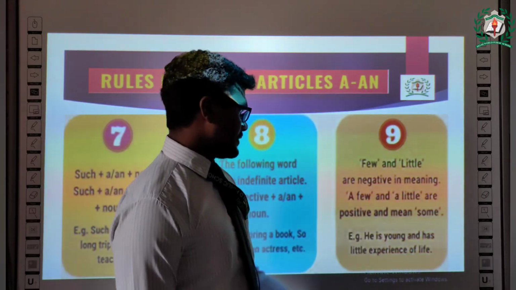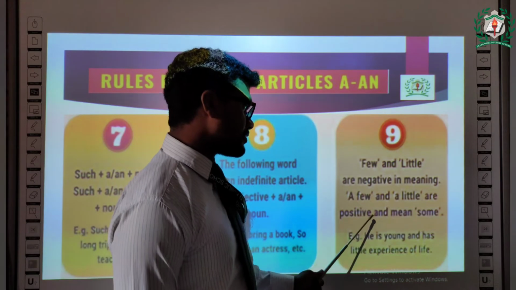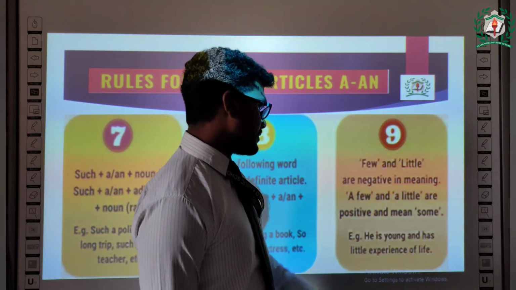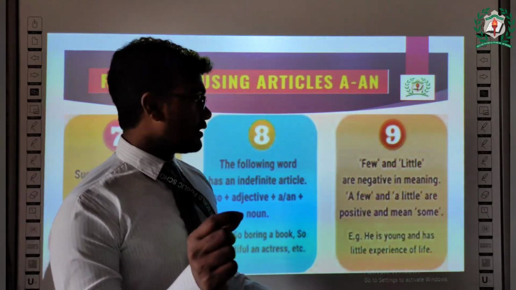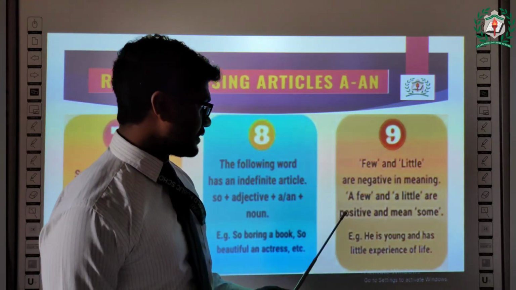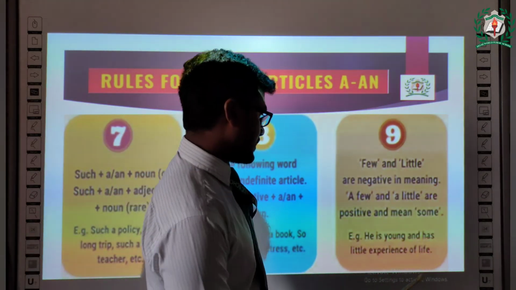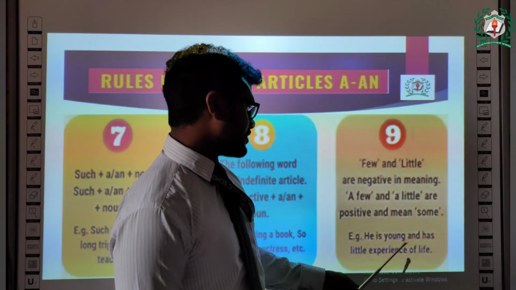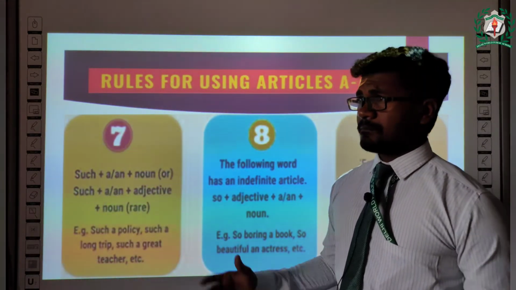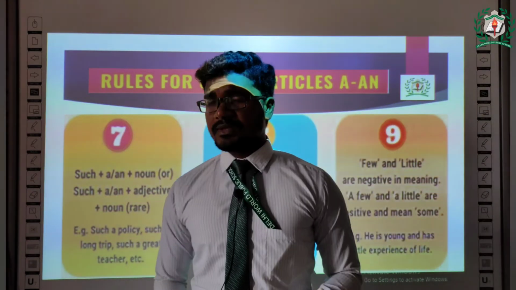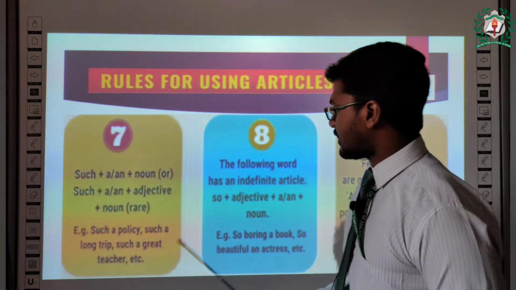Next, the ninth rule. Few and little are negative in meaning. A few, a little are positive and mean some. So though it is negative, when the indefinite article is added, it becomes positive. Example, he is young and has little experience of life. And you can use: how much experience do you have? I have an experience of 5 years, right?